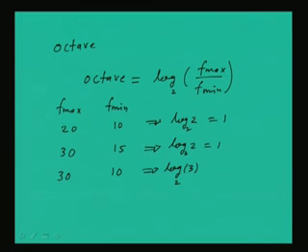So, this can be split as log of 3 to base 10 and log of 2 to base 10, and then we can get the values of these individual terms, and if we take the ratio, we will get the octave number.